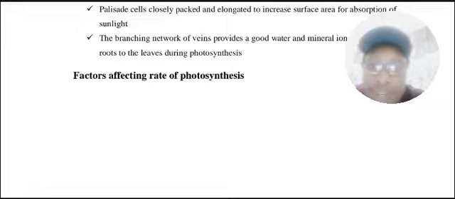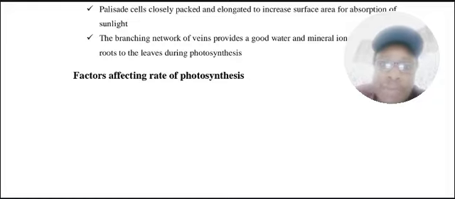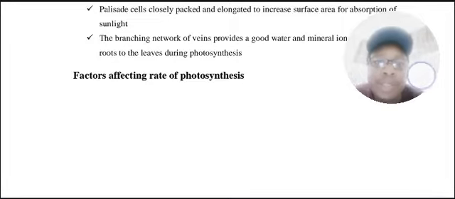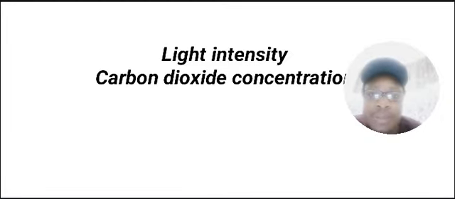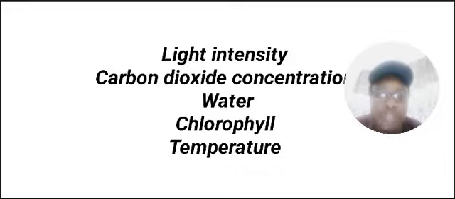We have a branching network of veins which provides a good water and mineral ion supply from the roots. So we have factors that affect photosynthesis: light intensity, carbon dioxide concentration, water, chlorophyll, and temperature. So you must know that these are the factors that affect our process of photosynthesis.